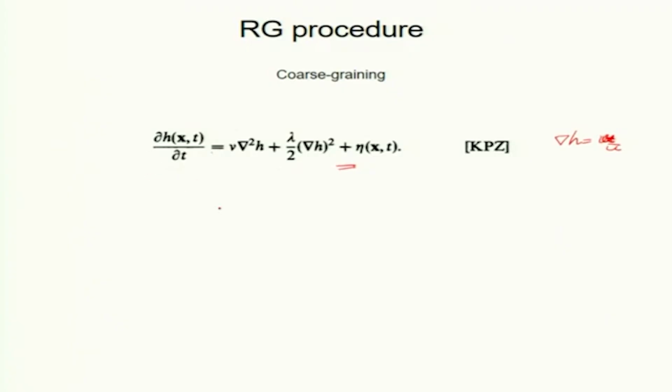Then I get a new equation: nu grad squared u plus lambda u dot grad u plus gradient of eta. But gradient eta is also a noise, some new noise, you can call it zeta if you like. So, this equation, anyone knows what this equation is? Navier-Stokes equation without pressure gradient, right?